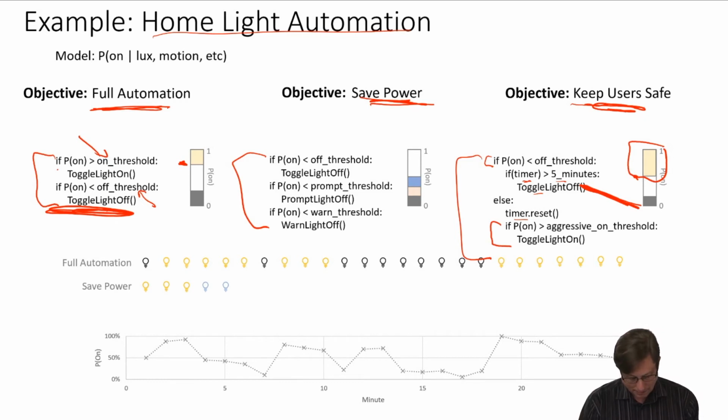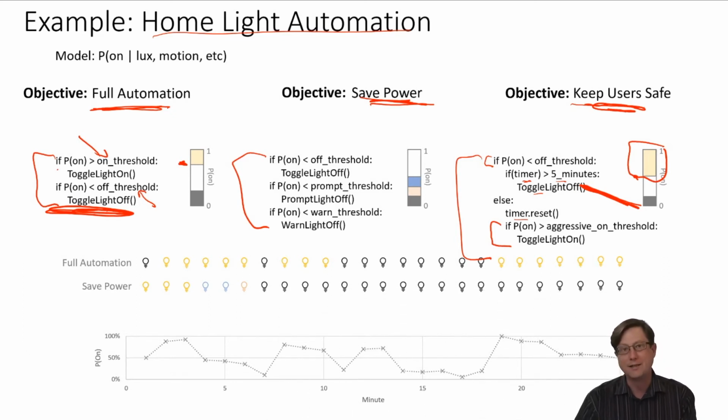Then it'll hit the next threshold, which is a more insistent or more forceful interaction with the user. Maybe it calls you on the phone and says, hey, you left your light on, should I turn it off? Something along those lines. And then eventually it turns the light off and the light stays off forever.